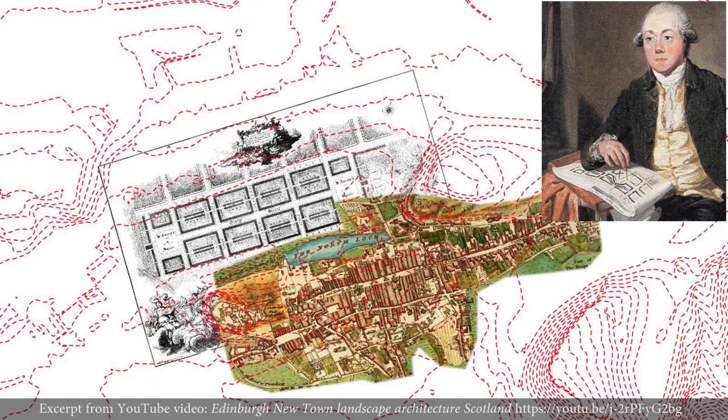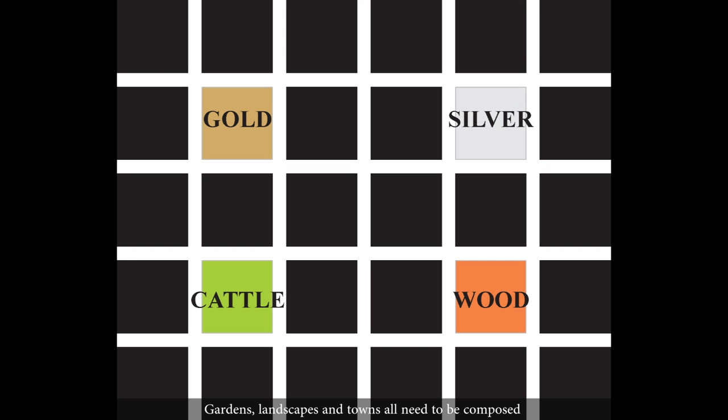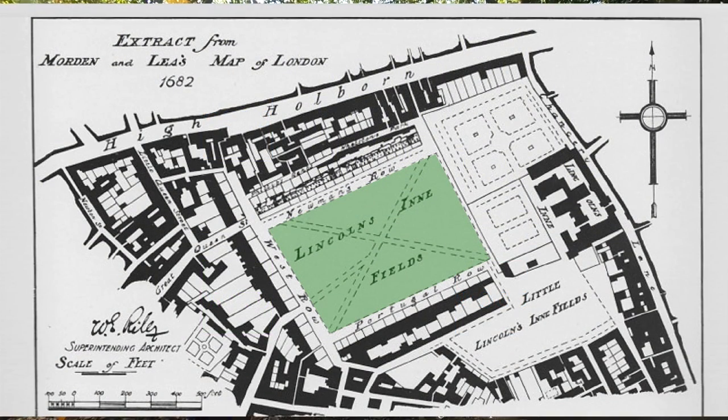And Leon Battista Alberti, a complete Renaissance man, followed Vitruvius in recommending a 3-to-2 ratio between the length and breadth of urban squares. He advocated specialised squares for different markets, gold, silver, wood, and so forth. Some market squares were made in England, but garden squares became much more popular.